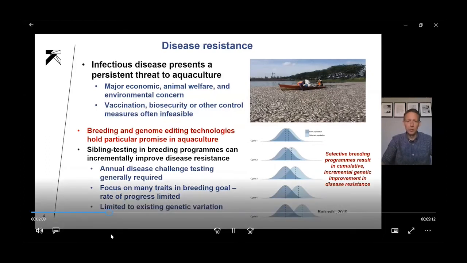In terms of selective breeding programs, they can incrementally improve disease resistance using family selection and genomic selection. This typically requires annual disease challenge testing, and with a focus on many traits in a breeding goal, for example, in a salmon program, the rate of progress for a specific disease can be rather limited. Also, it's limited to existing genetic variation within the germplasm of the breeding program.